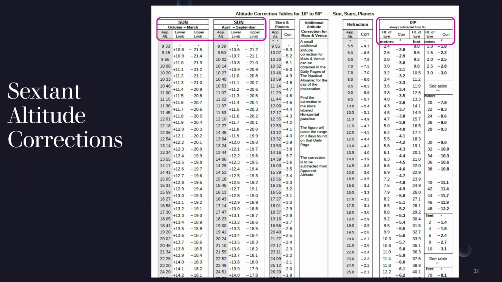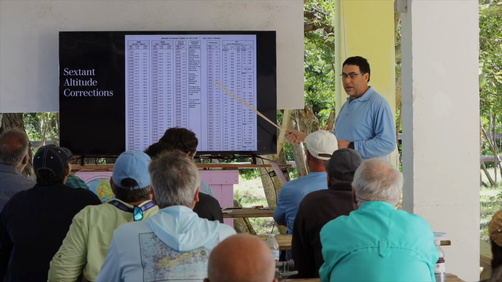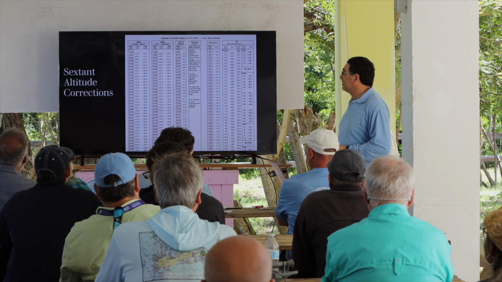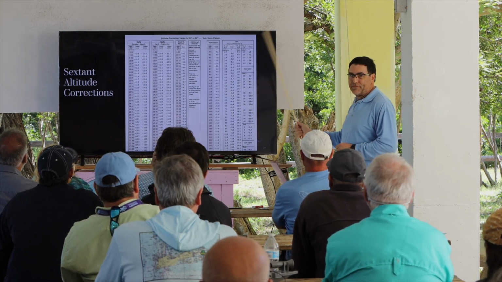This is the nautical almanac, part of the correction. I gave you a copy of this the other day. I didn't bring it, but this is what I gave you. So let me show you how to do it. It looks difficult, but it's easy, okay?